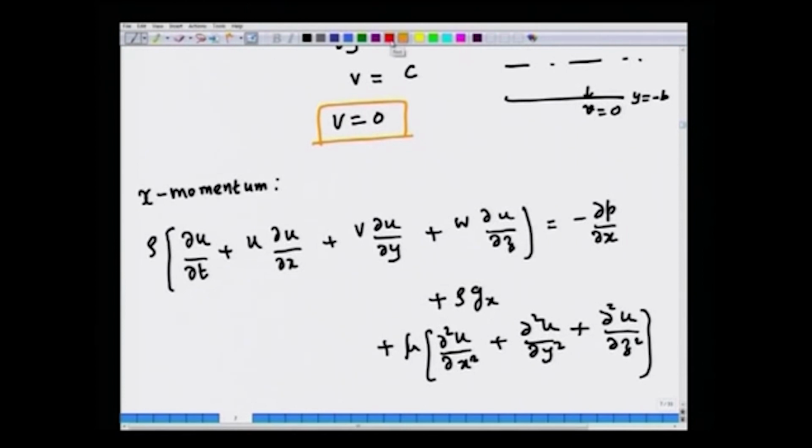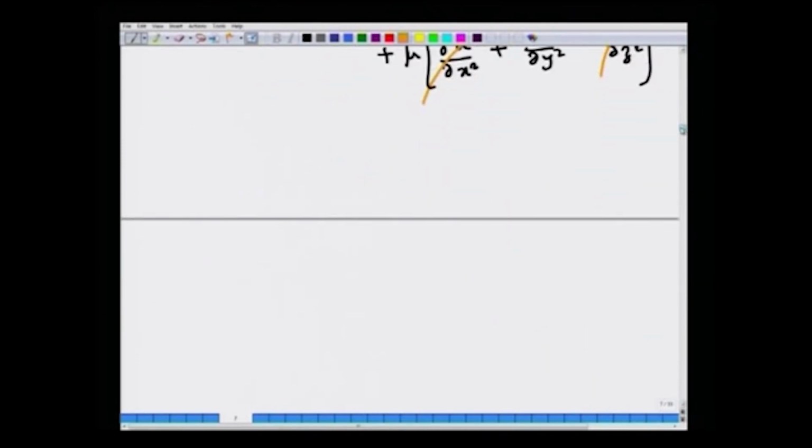So, let us simplify this by invoking the assumptions. The flow is steady, so this is 0. Flow is fully developed, this is 0. There is no y component of the velocity, this is 0. There is no z component of the velocity, this is 0. There is no acceleration due to gravity in the x direction, this is 0. Flow is independent of the z direction, this is 0. So, the x component of the Navier-Stokes equation simply tells us that minus partial p partial x plus mu partial squared u by partial y squared is 0.